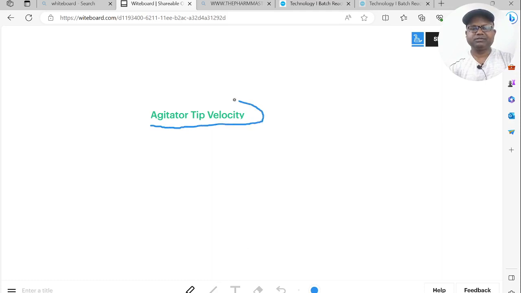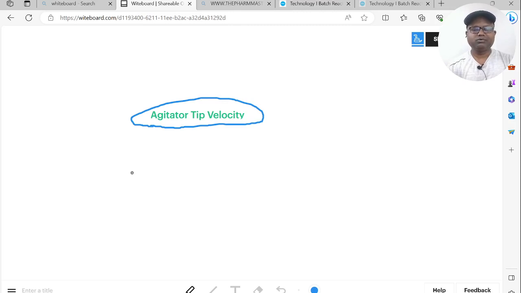agitator tip velocity. You can learn when it is to be used and when it is not to be used. Only knowing the formula or the scientific information is not enough in the industry. It may work in academics, but in industry it will not work, as it is a practical field. So you should be aware of its application, when it is to be used and when it is not to be used.